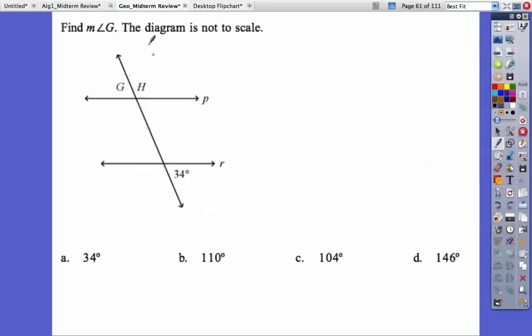Alright, if this is 34, it's asking me to find angle G, which is here. These are alternate interior angles. They didn't mention that the lines were parallel, but they are. That's the only way you can do this problem, meaning that G is also 34 degrees because alternate exterior angles are congruent when the lines are parallel. A is the correct answer.